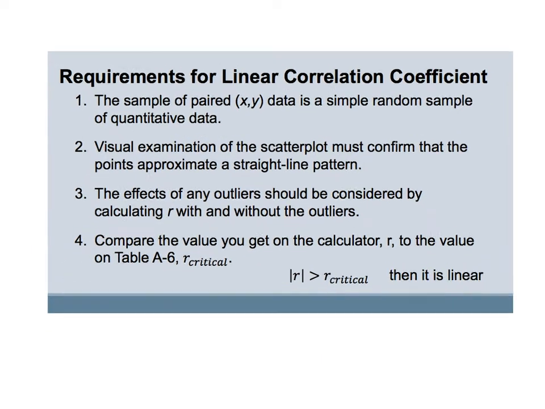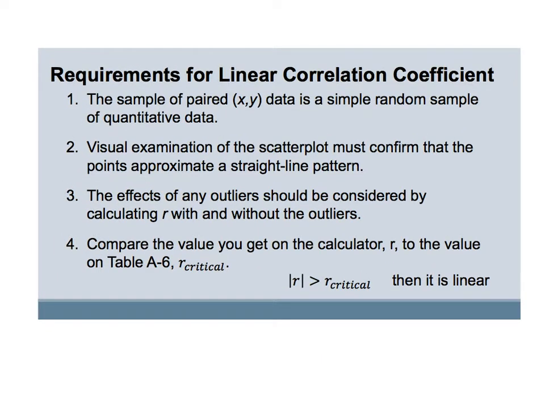Okay, so in order for something to be a linear correlation coefficient, the sample of paired data values, x and y, have to be from a simple random sample of quantitative data. We can only do scatter plots of numbers, not labels. You look at the scatter plot, see if you think it's going in a straight line. You look for things like curving or outliers. If you have outliers, consider the effect of those when you're calculating R.